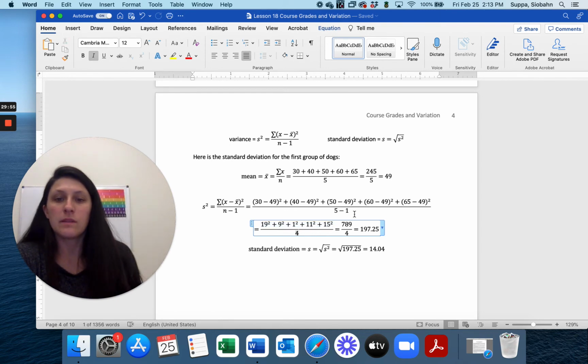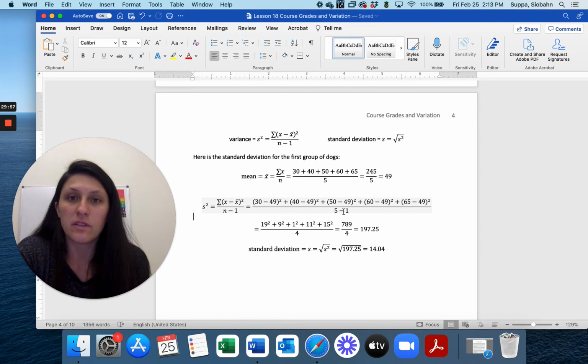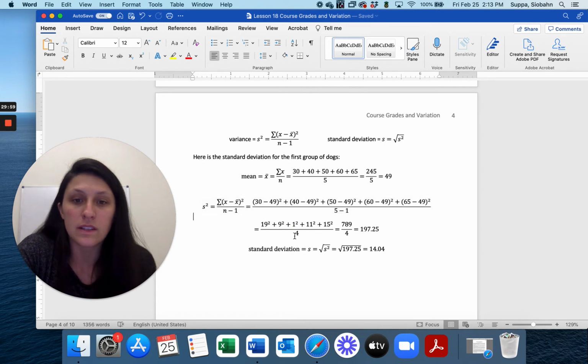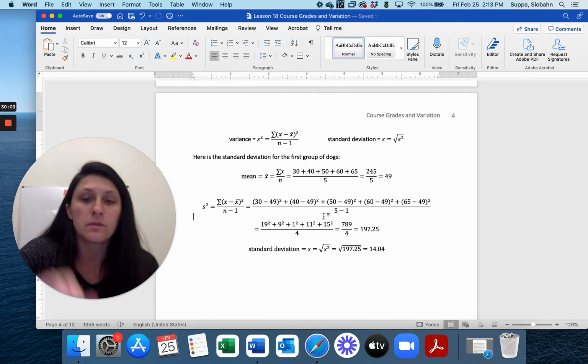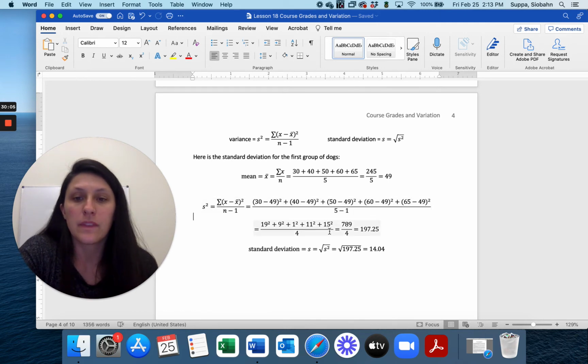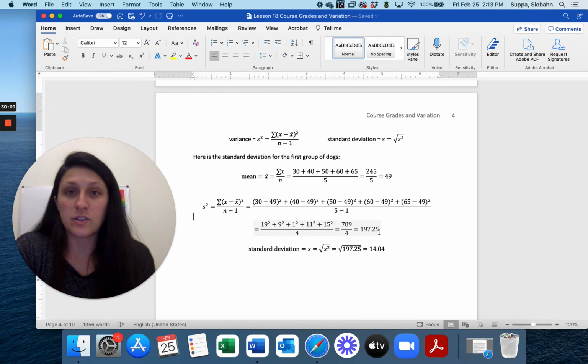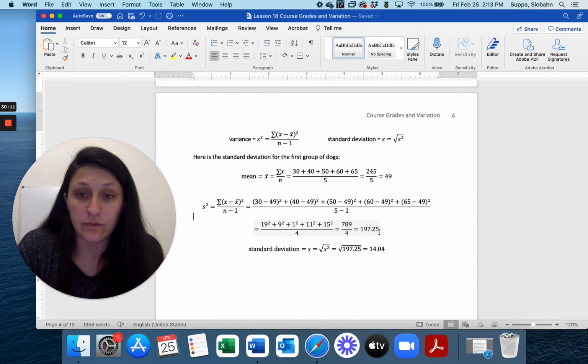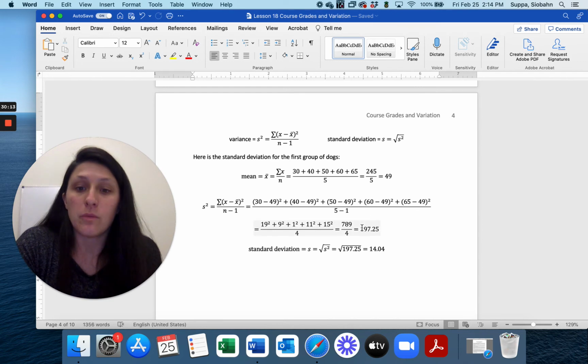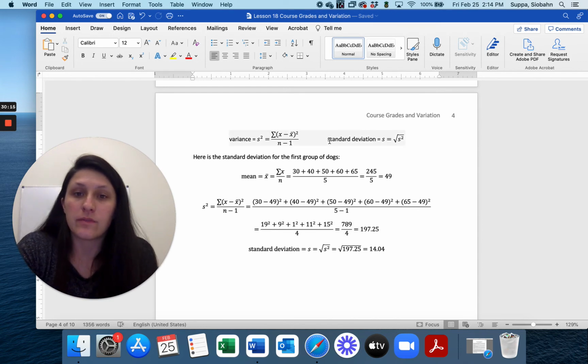And then we're dividing by 1 less than the total number of points. So we're dividing by 4 instead of by 5. So there's 5 total points, so we're dividing by 1 less than 5. Once you calculate this, which was already a doozy, that was a lot of calculation there. But once you get that, the final step to find the standard deviation is to just take the square root of that.